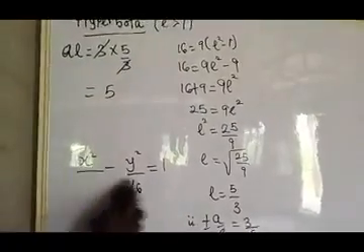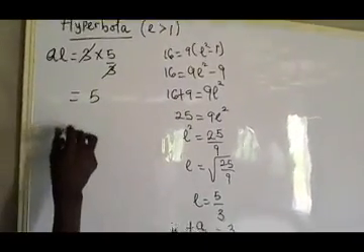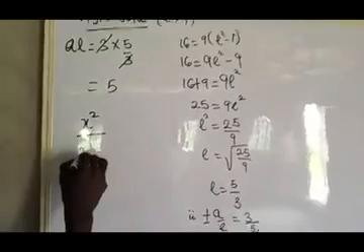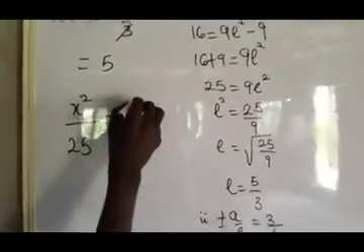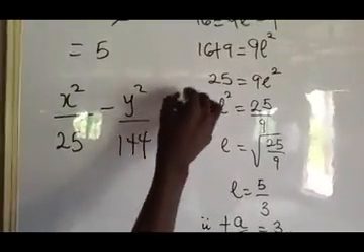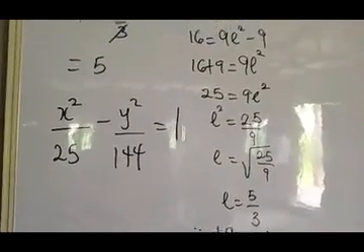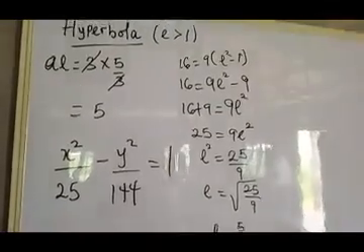Go ahead and try out this question: x squared over 25 minus y squared over 144 equals 1. Try this out. You can comment your answer in the comment section. I'll be there to check it and give you the right answer.